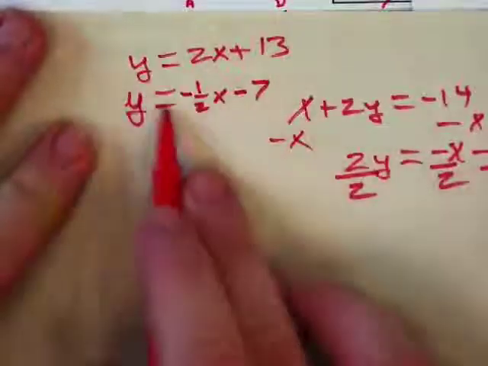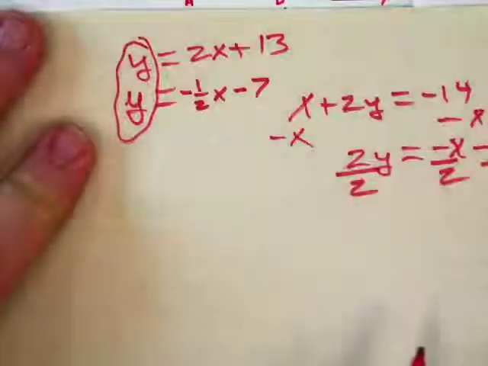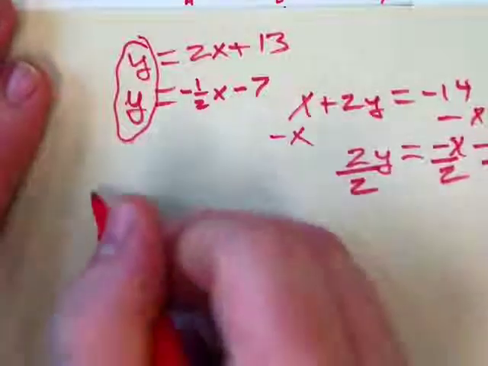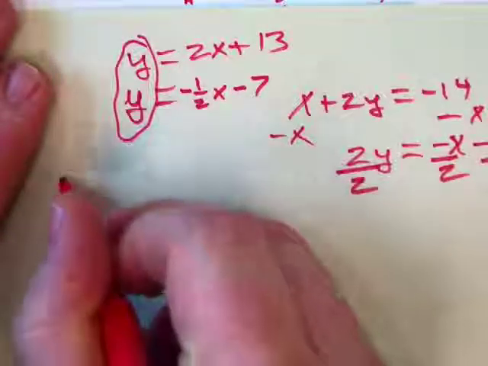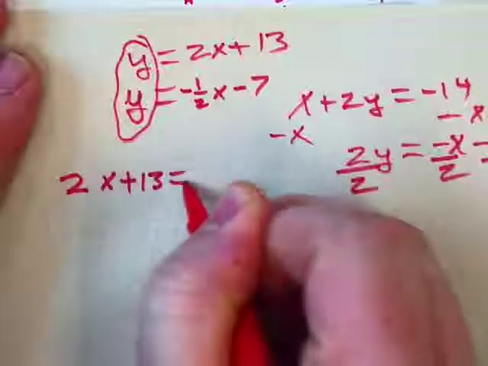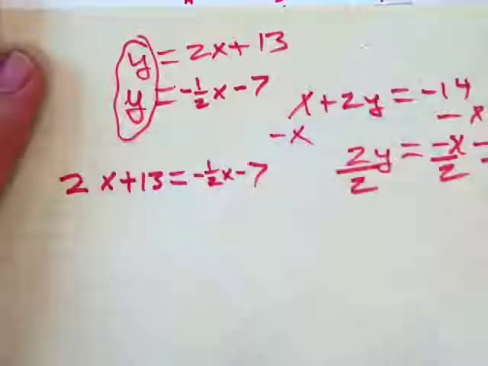So now I have both of these, and it says that y is equal to both of those at the same time. Well, I want to know where that is. What is x when y equals both of those? So then we set them both equal to each other. 2x plus 13 equals negative 1/2 x minus 7.